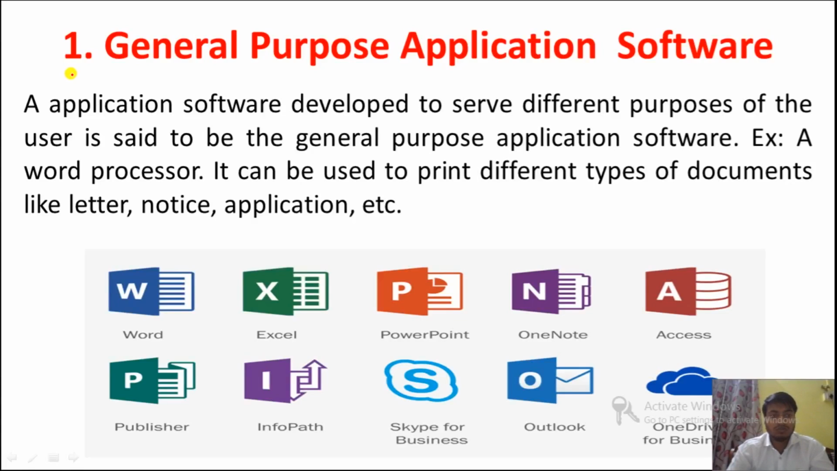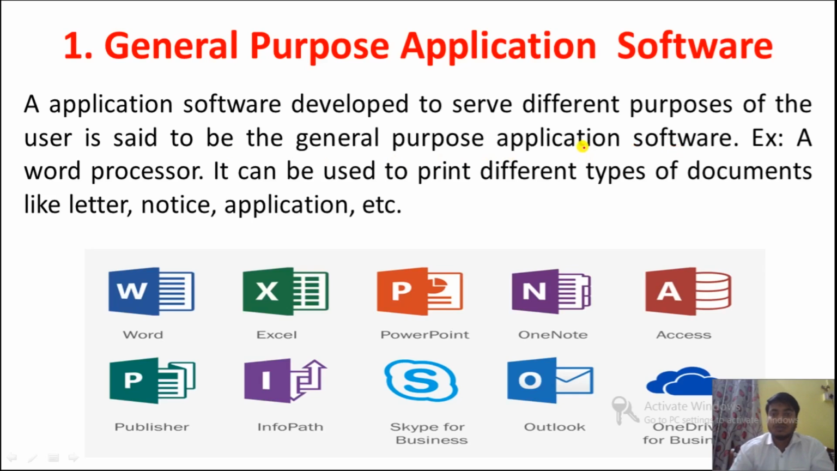In the last video we were discussing application software, where we saw what application software is and the types of application software. Today we will also continue with application software. So here we have the first type, general purpose application software. Now what is general purpose application software? Application software developed to serve different purposes of the user is said to be general purpose application software.